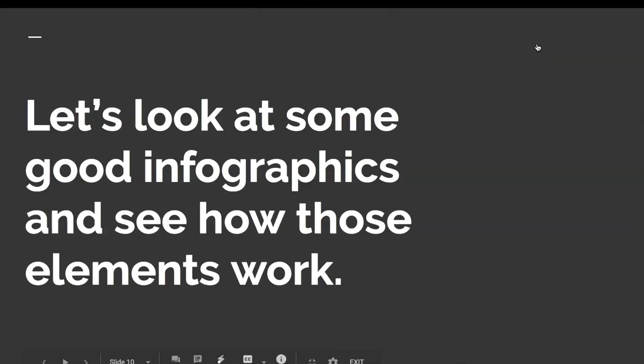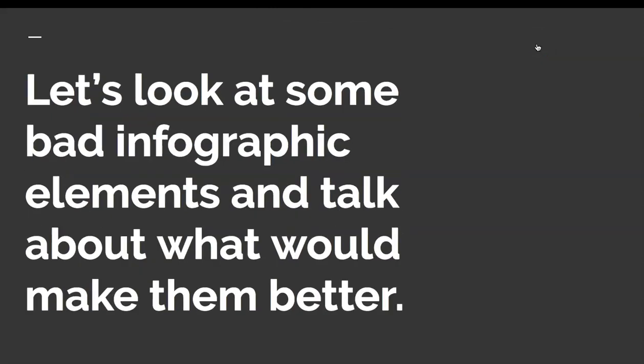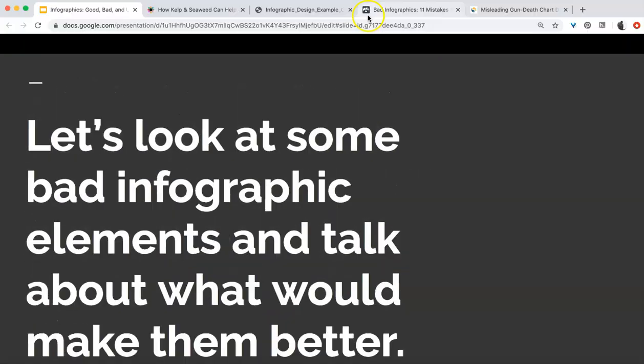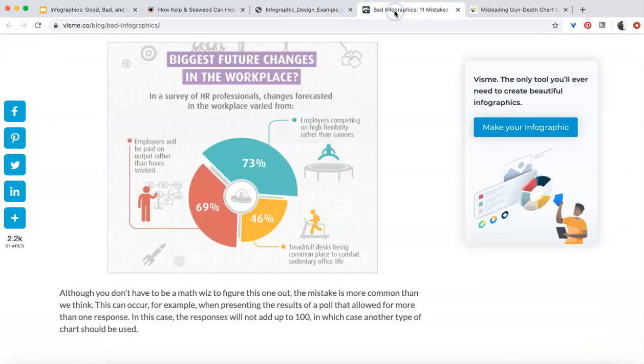You can assume that if we looked at good infographics, we will also be looking at some bad ones. Let's look at this one here. This is a clear, erroneous infographic. I mean, 73% plus 46% plus 69% does not equal 100%. The proportions are all wrong, and so the information becomes less clear.